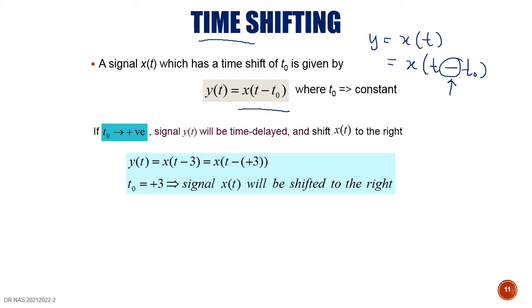For example, if you have y(t) equal to x(t minus 3), you need to compare the given equation with the general equation x(t minus t naught). So the negative is there. What is your t naught? Your t naught is, in this case, positive 3. When it is positive, it means that the signal will be shifted to the right by 3.